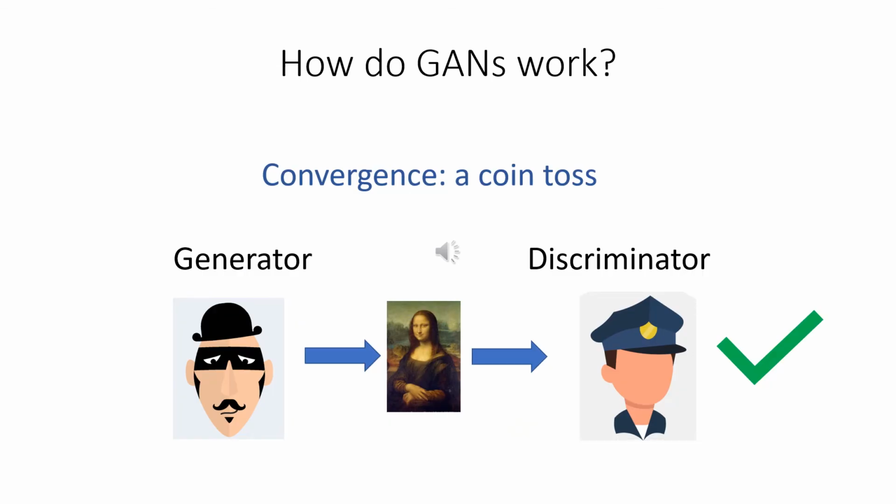So bringing it back to our counterfeiters and cops analogy, as the generator improves with training, the discriminator performance gets worse because the discriminator can't easily tell the difference between real and fake. If the generator succeeds perfectly, then the discriminator has a 50% accuracy, which is just the flip of a coin. This is called convergence.